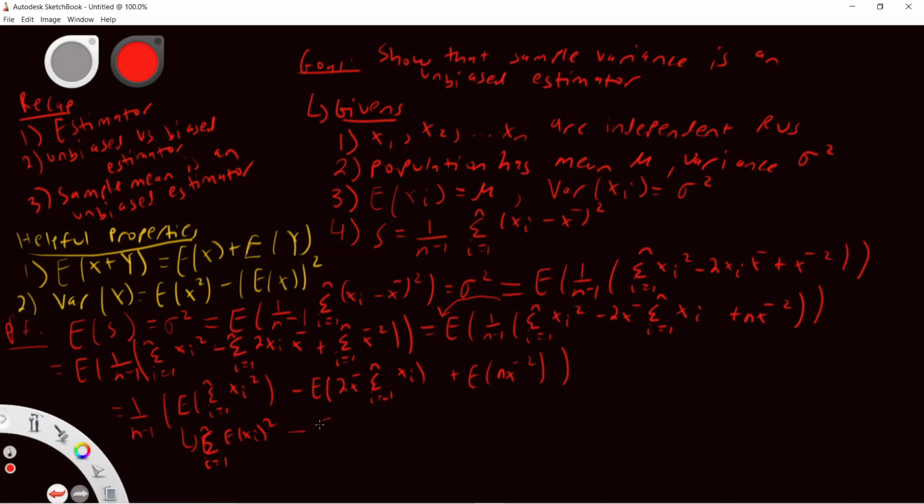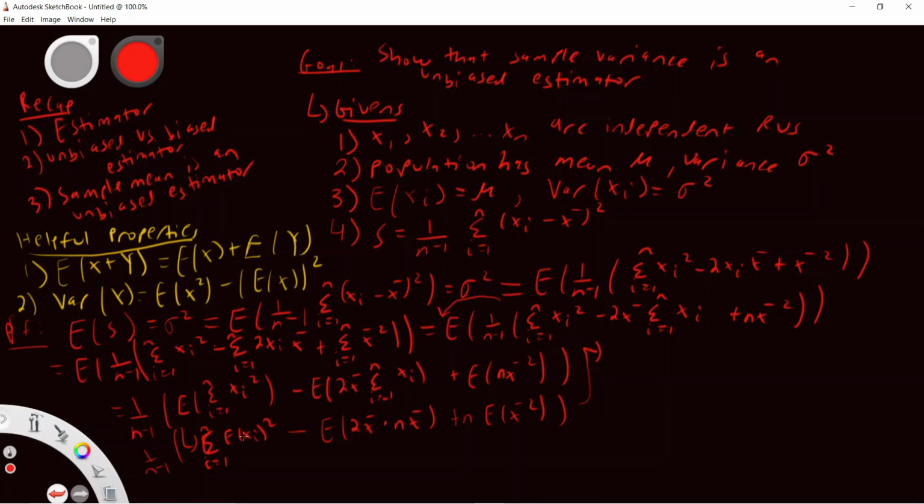This second term is going to be the expectation of 2 x bar times n x bar. Remember the definition of sample mean: it's just adding up all the numbers and dividing by n. So this part here is the adding up all the numbers part. And then we have this expectation of n x bar squared. So what we're going to do is pull out this n here, so we'll have n times the expectation of x bar squared. Okay, so now you have this 1 over n minus 1. Great, so what does that leave us?